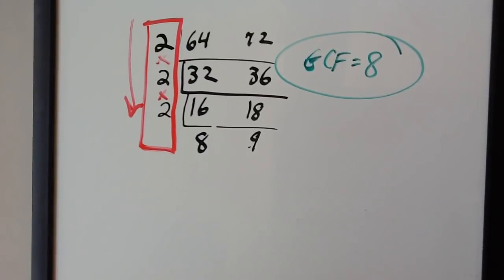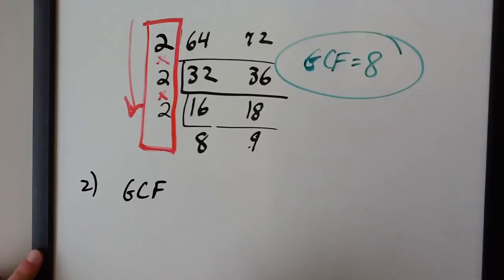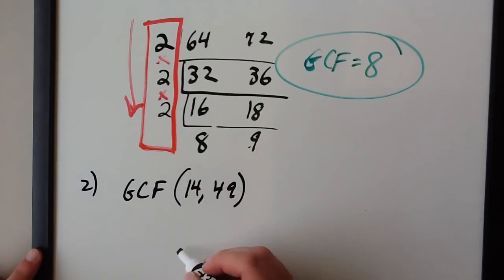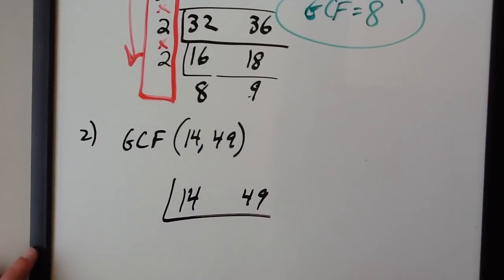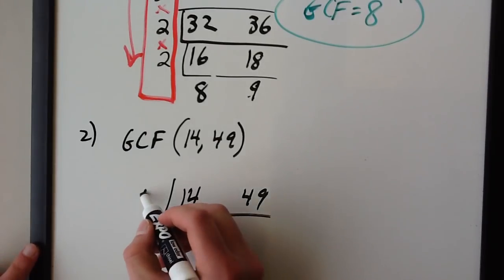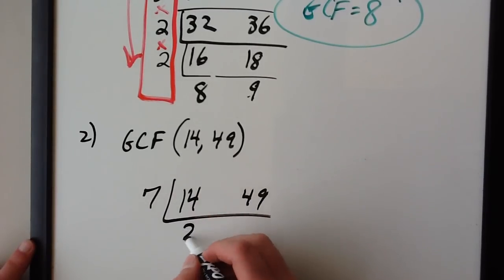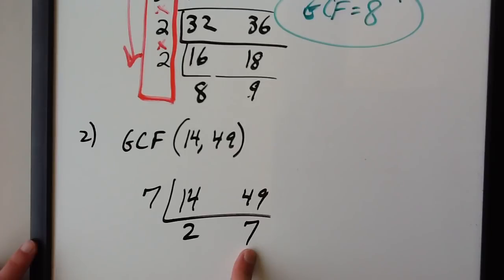Okay, we'll do one more example for the GCF. I want the GCF, the greatest common factor, of 14 and 49. Okay, so I'm going to write those numbers side by side, draw an L for ladder, and think about what factor is a factor of 14 and 49. Well, they both have 7 as a factor. 7 times what is 14? That would be 2. 7 times what is 49? That would be 7.